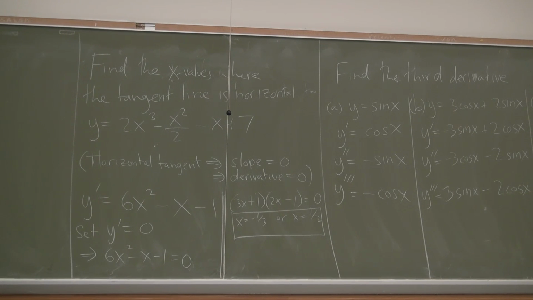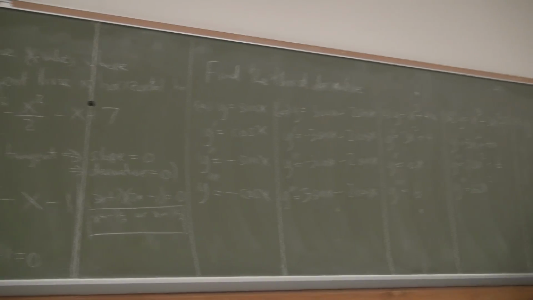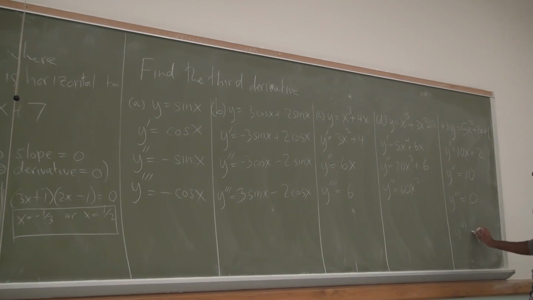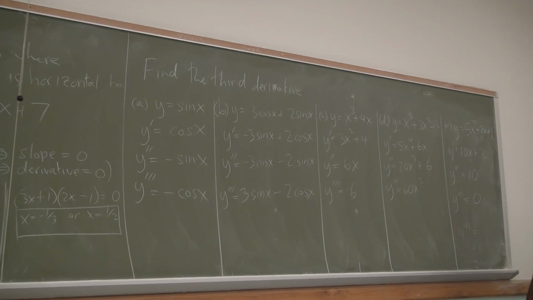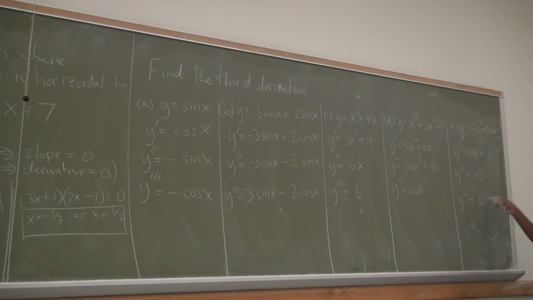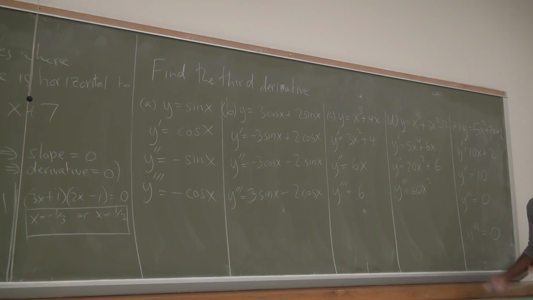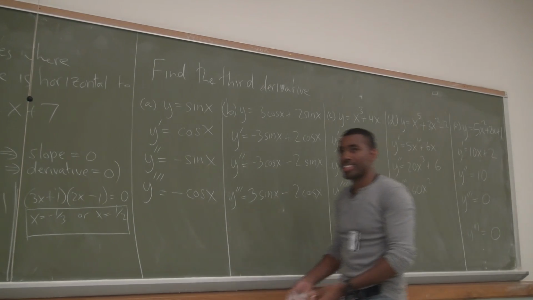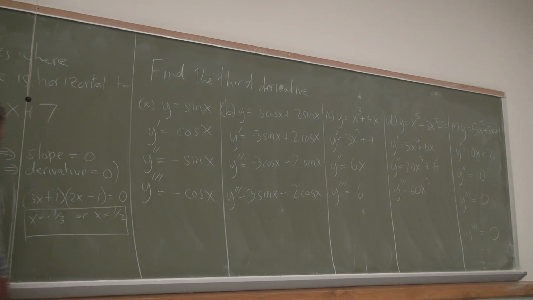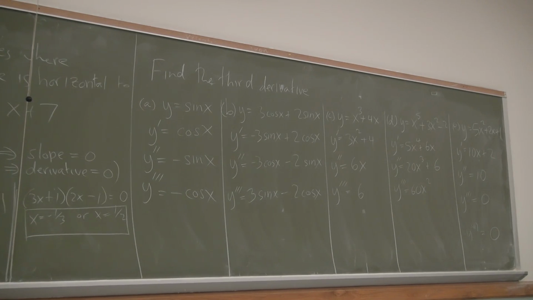Can you come up with a rule relating the number of derivatives and the degree of a polynomial? I have a question. What if it tells you to find the fourth derivative of the last one? I can find the fourth derivative. What would it be? It would be 0, because 0 is a constant. So you can keep finding the derivative of 0, you'll always get 0. The derivative of a constant is 0.